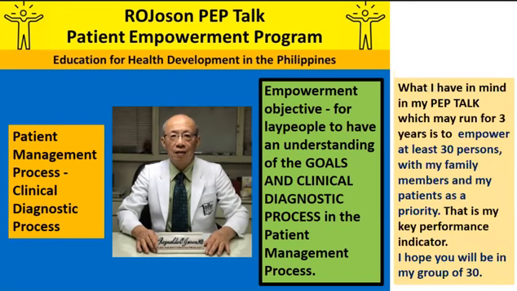What I had in mind in my PEP Talk, which may run for 3 years, is to empower at least 30 persons, with my family members and my patients as a priority. That is my key performance indicator. I hope you will be in my group of 30.